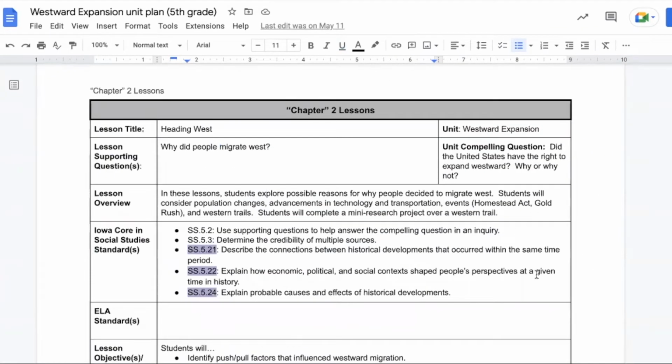Chapter 2 lessons are about heading west and focus on supporting question 2, why did people migrate west? So we're going to look at their possible reasons for why they migrated, such as population changes, advancements in technology and transportation, big events like the Homestead Act and the Gold Rush, and Western trails. Then we're going to end with a mini research project over a Western trail.